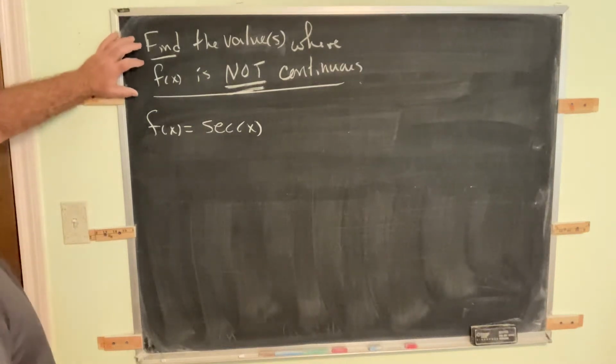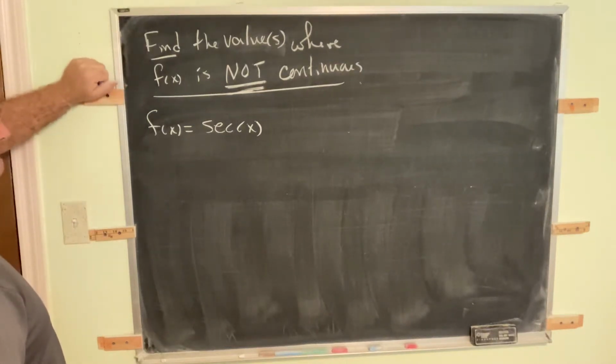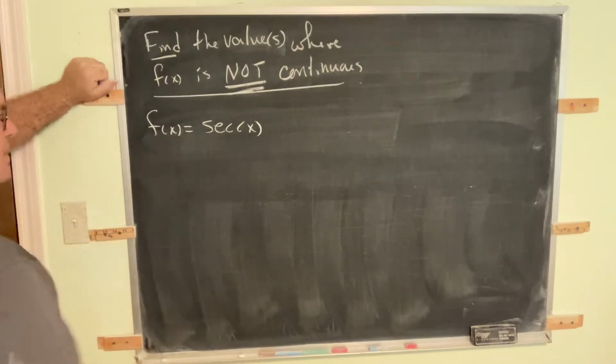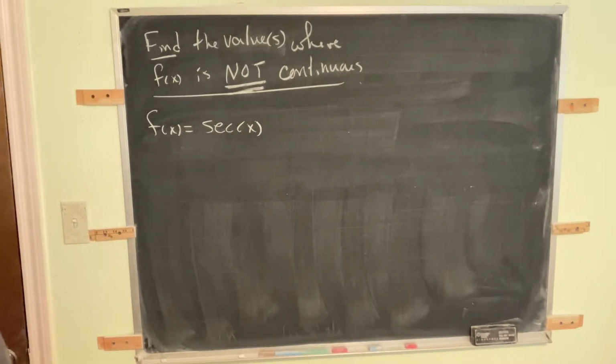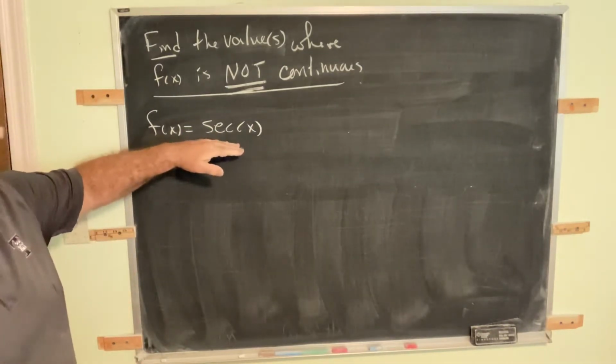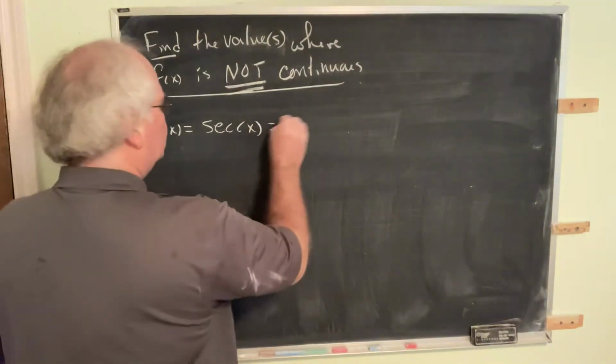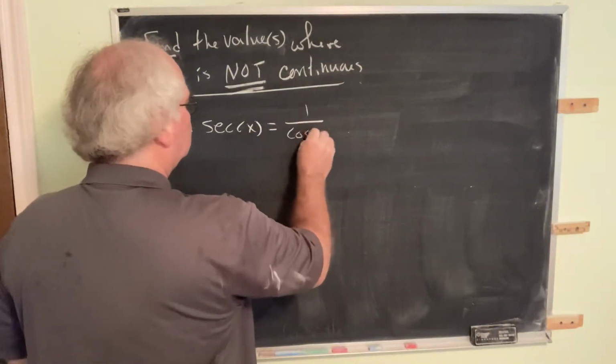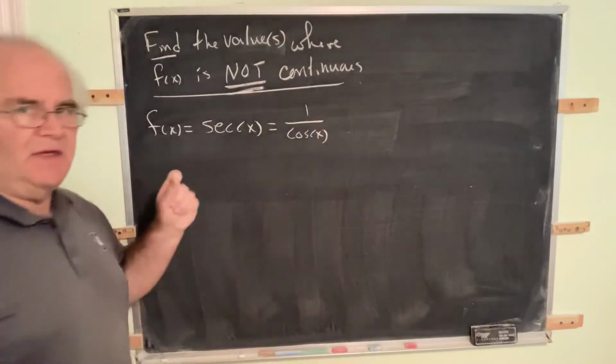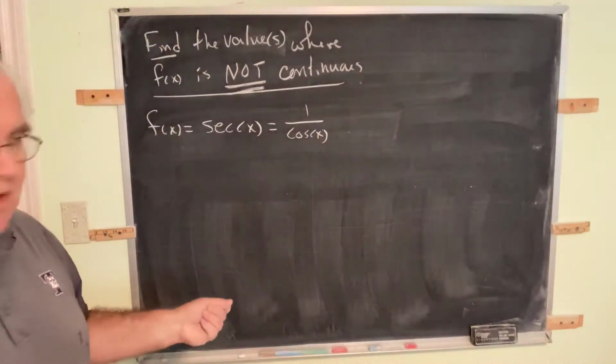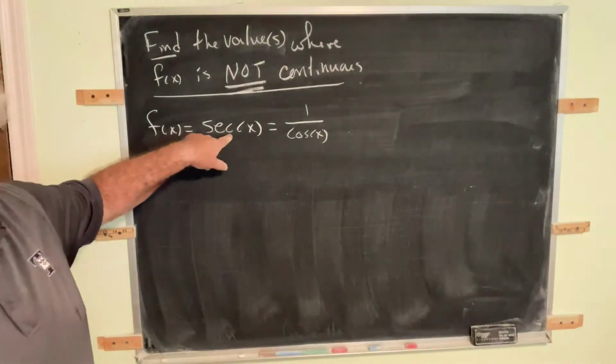All right, find the values where the function is not continuous. f of x is equal to secant of x. Well, this is a fraction. What we're going to do is rewrite it. Anywhere the denominator is equal to 0, that's where this function is undefined.